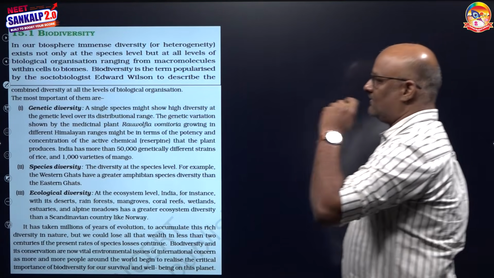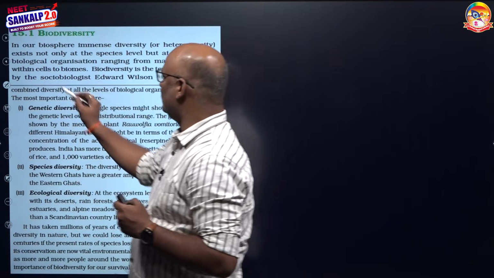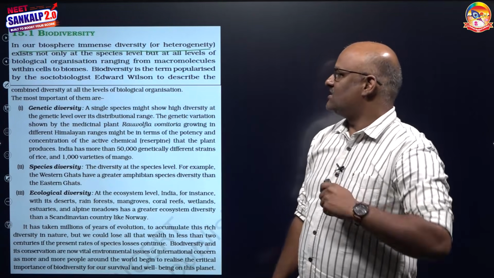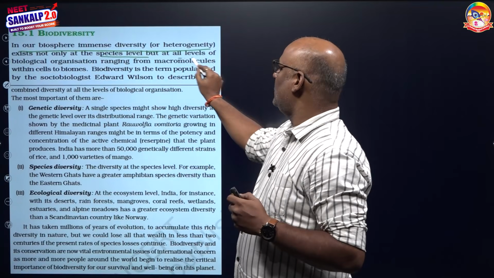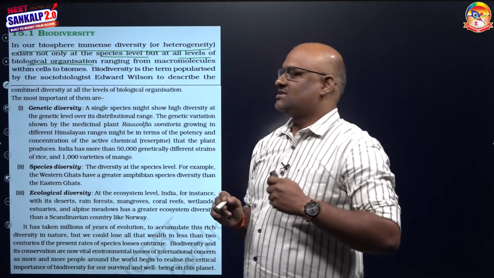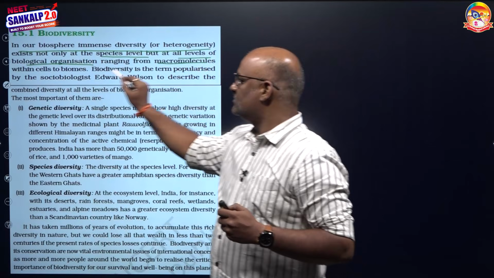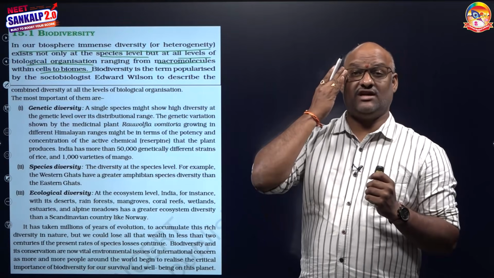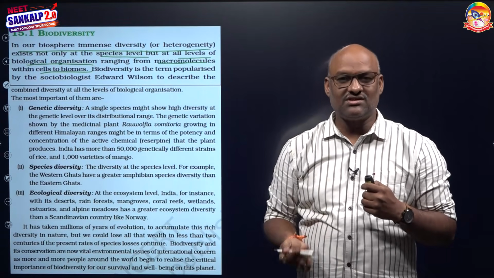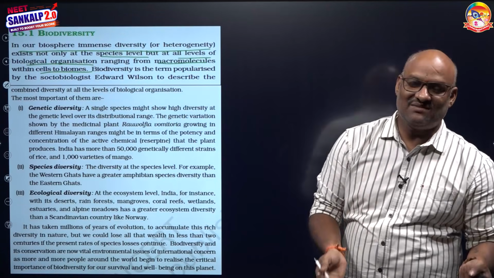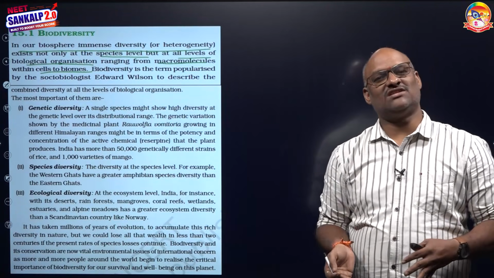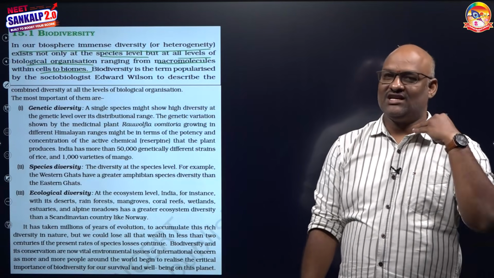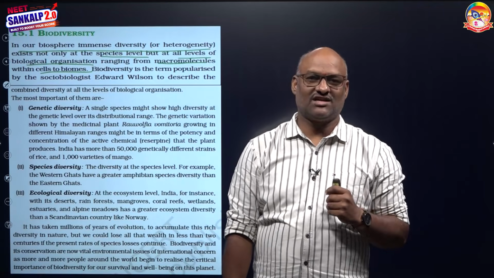Now, what is meant by biodiversity? In our biosphere, immense diversity, or heterogeneity, exists not only at the species level but at all levels of biological organization, ranging from macromolecules to biomes. We have different types of cells, different types of macromolecules, tissues, organs, organ systems, organisms, populations, communities, ecosystems, landscapes, and biomes. So diversity exists at all the levels of biological organization.